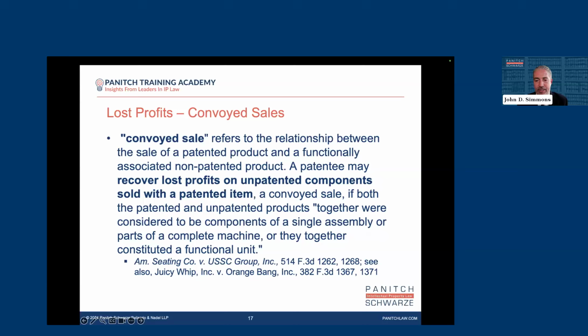But there's one famous case, Juicy Whip. In Juicy Whip, they got damages on the non-patented juice concentrate that went along with the patented juice dispensing machine. The court found that the non-patented juice concentrate was functionally associated with the patented juice dispensing machine, and therefore Juicy Whip could collect damages on the juice concentrate too. Very rare.